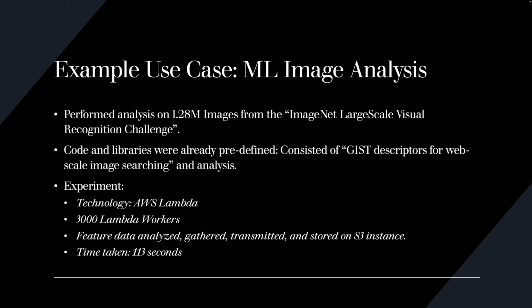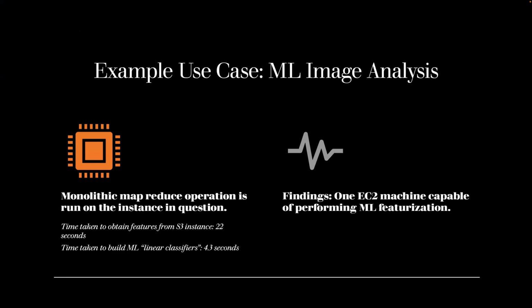In this experiment, the technology they used was AWS Lambda, as we saw explained earlier by Saranya. They used 3,000 Lambda workers. They gathered the feature data, transmitted it from Lambda, and stored it on S3. The total time taken to do all of this using PyWren was 113 seconds.